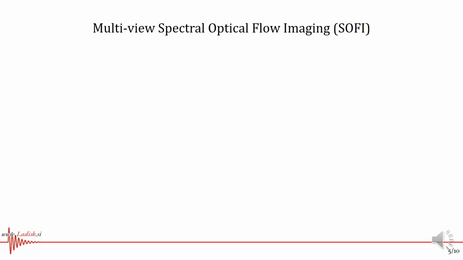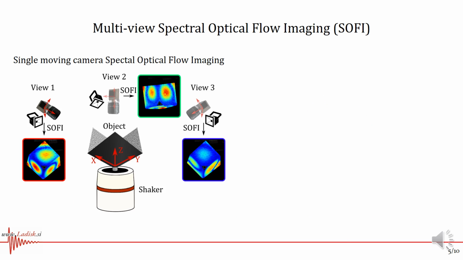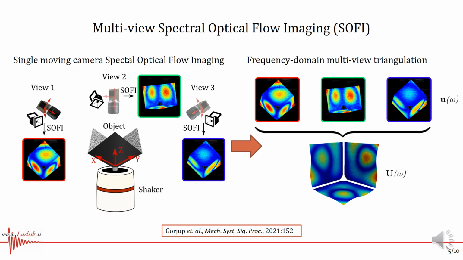The proposed multiview spectral optical flow imaging method therefore uses the spectral optical flow imaging method for measuring deflection shape images in stationary vibration, together with the frequency domain triangulation process to measure 3D operating deflection shapes using a single moving still frame monochrome camera.